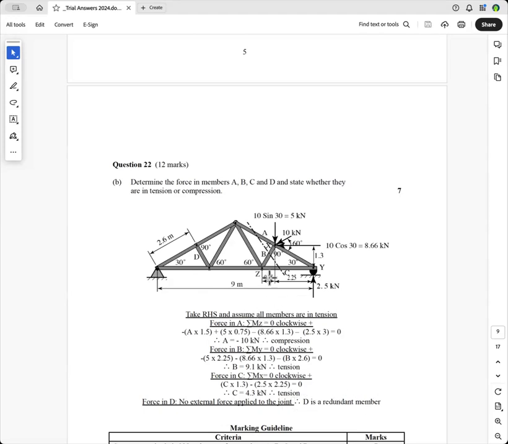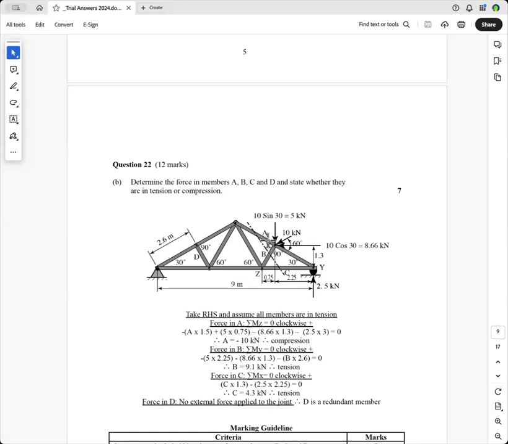But let's do these forces. So you tell the examiner that you're going to take the right-hand side and assume all members are in tension. Now, so there's your section going through there. And we're going to take the right-hand side. So this whole section here will be in equilibrium, and this part here is removed.